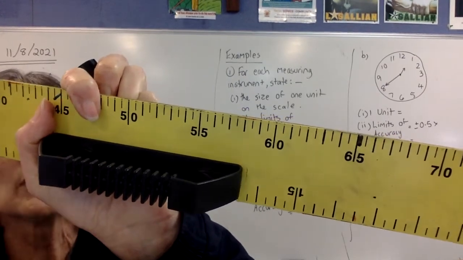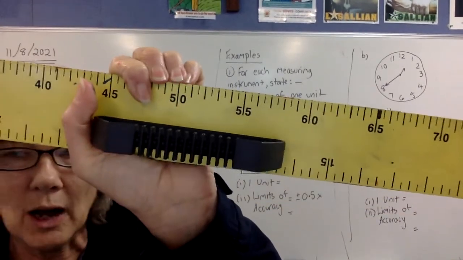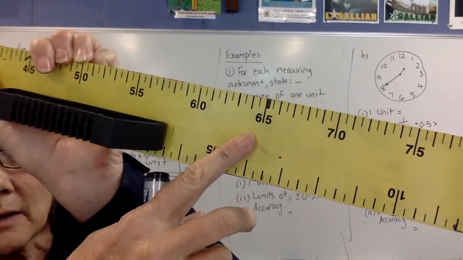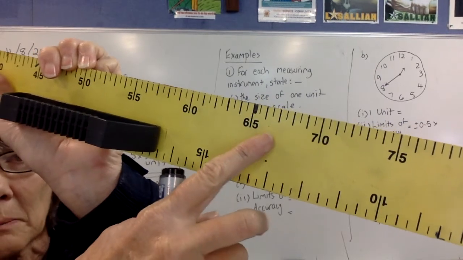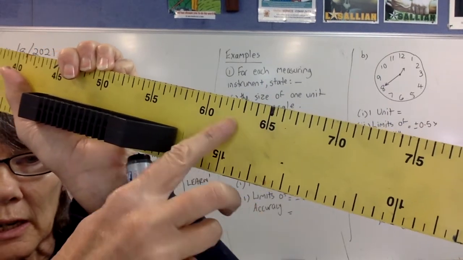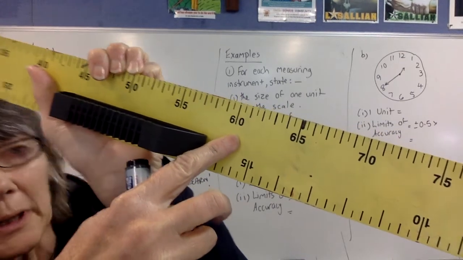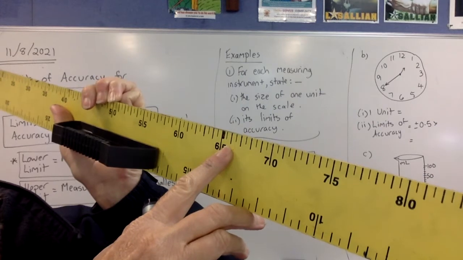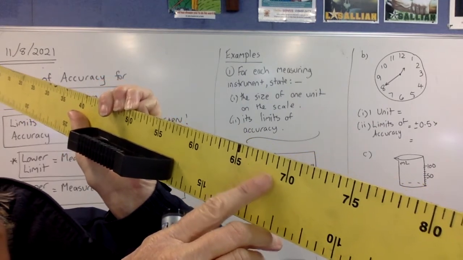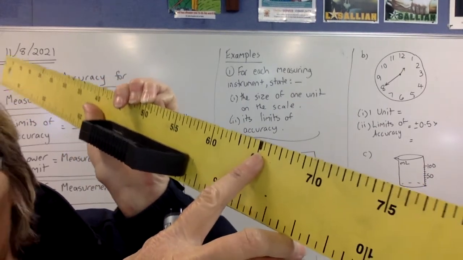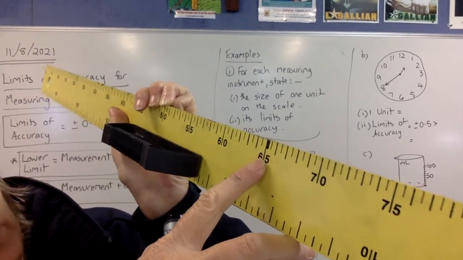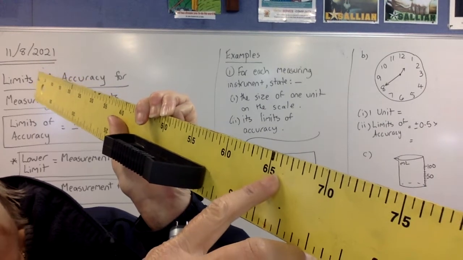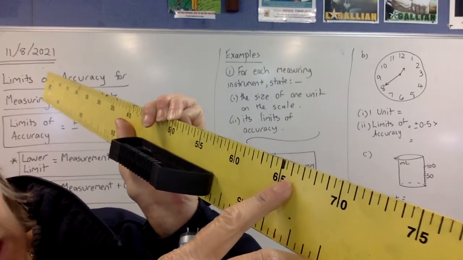If you have a look at the rest of it, we have 65, which is here. Then we have 70 further over. With these big lines here, that's 66, the bigger one, 67, 68, 69, and then we hit 70. These little marks are halves, right? So the little mark here would be 65.5 centimetres. Then we hit the 66 centimetres.